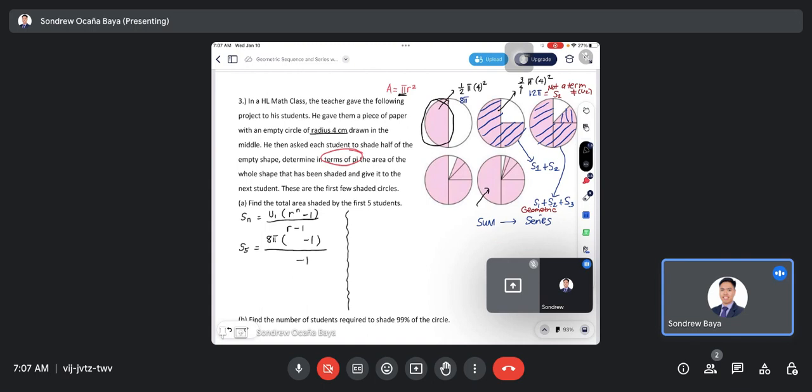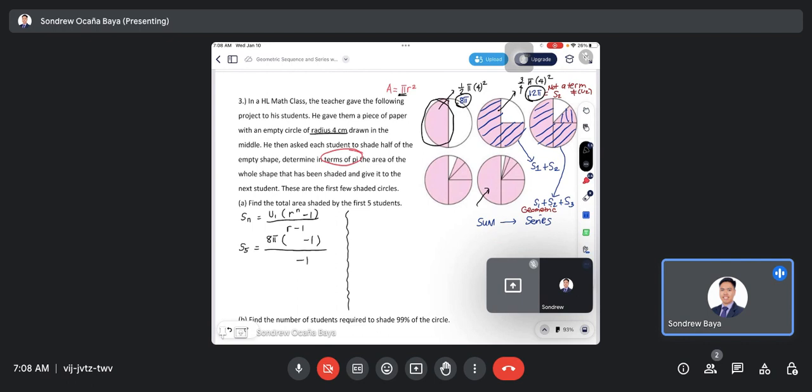You might be able to analyze from the figure that each time the area shaded is only half. For example, the total area shaded here is one half. Here, the total area shaded is one half of the previous. Here, it's one half of the previous, and so on and so forth. So you can just go ahead and use half as the common ratio. But if you really want to prove it, because sometimes whatever we see might not be the case, we can actually make use of these two data that we have.